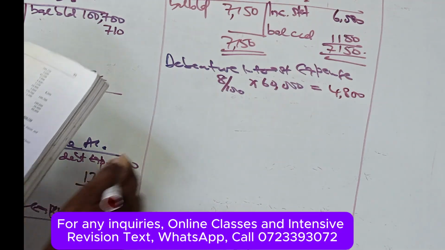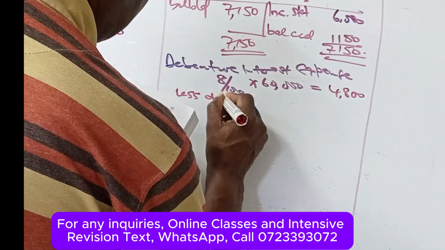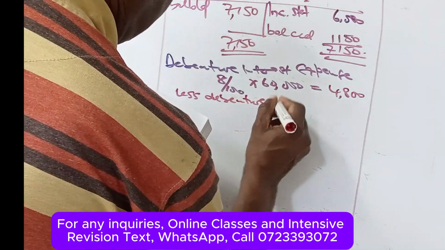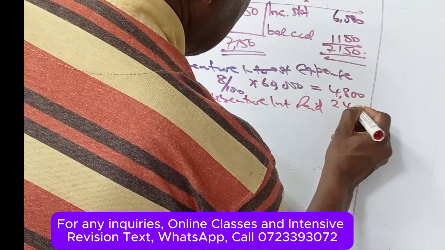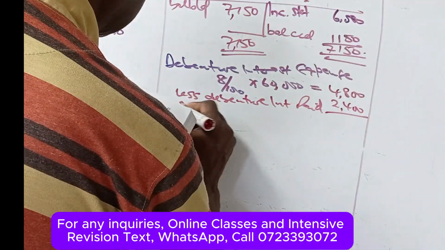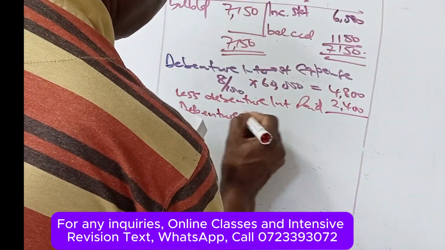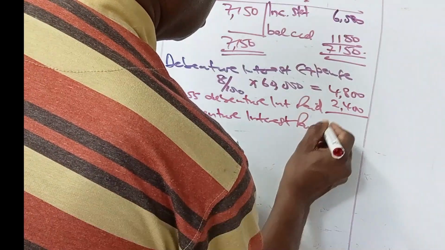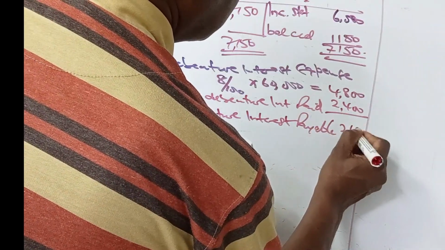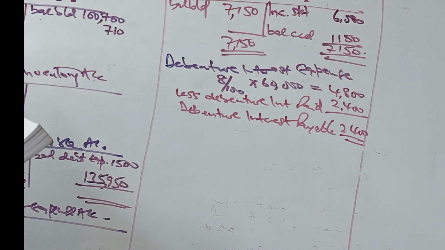Debenture interest paid was 2,400 from the trial balance. Less debenture interest paid of 2,400, and therefore debenture interest payable is 2,400.